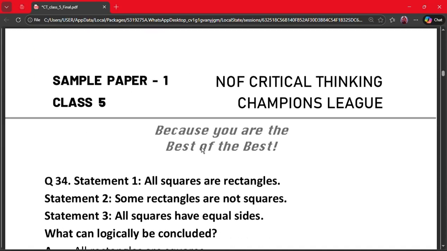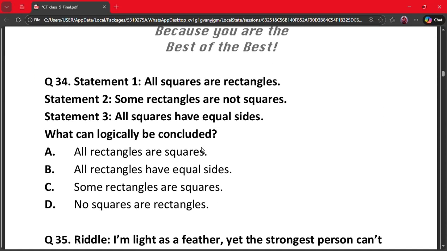Moving on to the next question, that is question number 34. Statement 1. All squares are rectangles. Statement 2. Some rectangles are not squares. Statement 3. All squares have equal sides. What can logically be concluded?